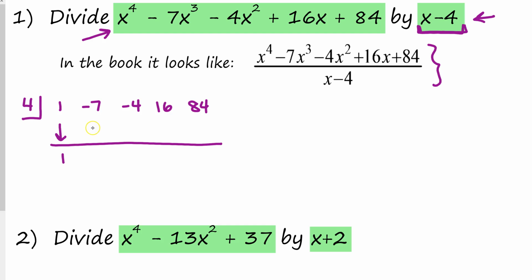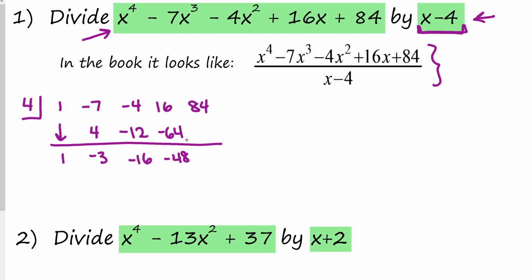Multiply by the number in the box, we get 4, write it down, and add the column, negative 3. Multiply that by the number in the box, we get negative 12, write it down, and add the column, we get negative 16. Multiply that by the number in the box, we get negative 64, write it down, and add the column, we get negative 48.